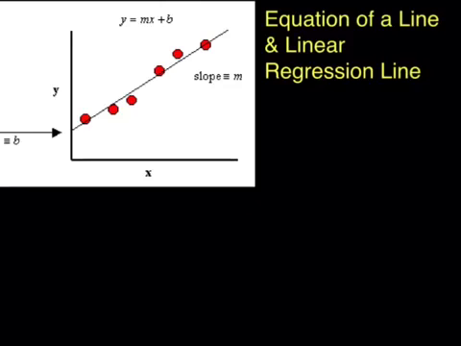Alright, this is our last example of this particular lesson. Here you can actually see that we have a scatter plot graph, which means we have dots that seem to be going in the same direction. Notice that the slope is positive because it's moving upwards from left to right. So we have a positive slope.